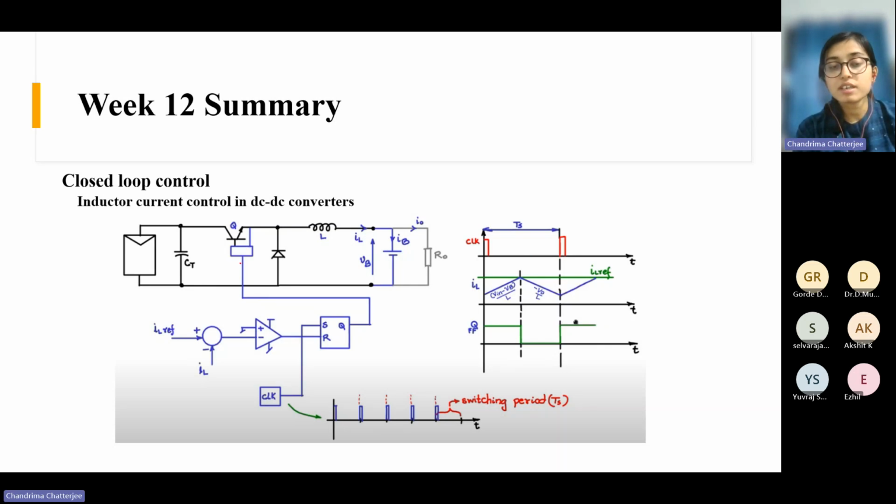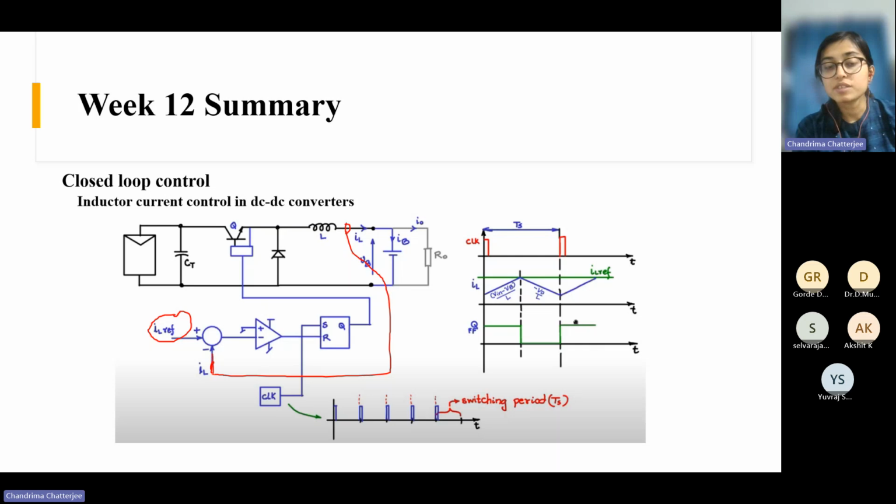Here, first of all, we have this IL reference current. This is the current reference over here. And we are obviously giving some feedback from the sensed current here. We are measuring this current, and we are giving feedback over here via a sensing circuit. There will be some sensing circuit.